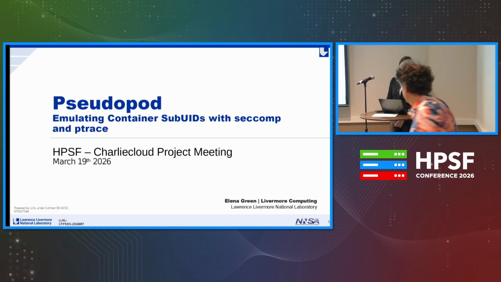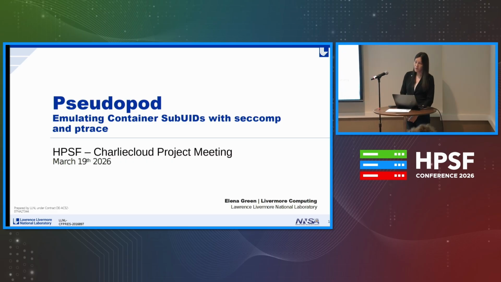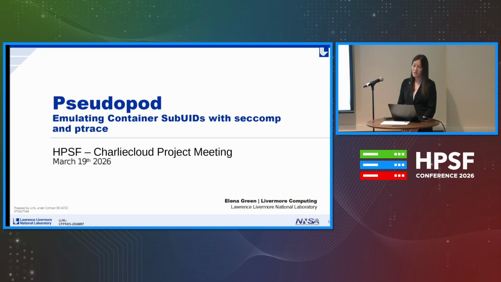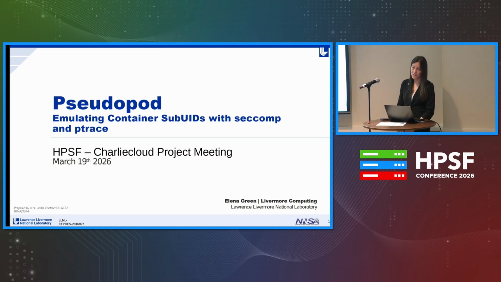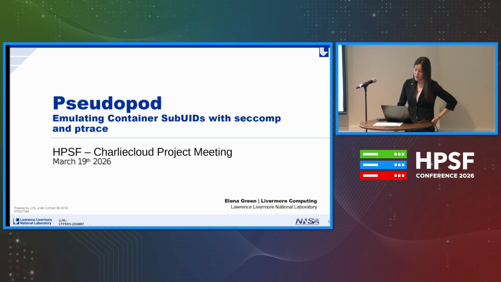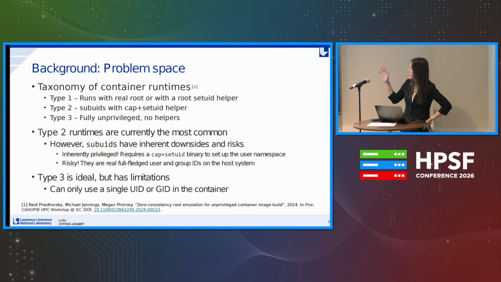So if you were here earlier, you probably should be familiar with SubUIDs. This is the sort of intermediate privilege user namespace mapping thing that Reed was talking about earlier. All right, so a bit of background.